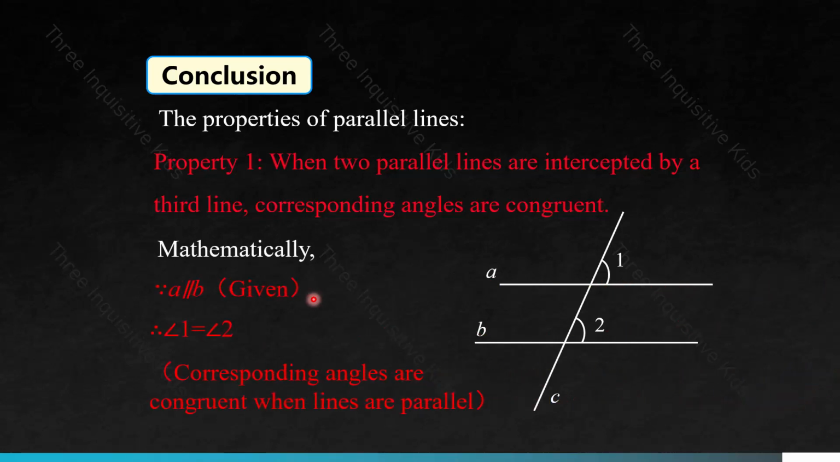Mathematically, if A is parallel to B, then angle 1 is equal to angle 2. Corresponding angles are congruent when lines are parallel. The main difference here is that we didn't say when two lines are intercepted by a third line and the corresponding angles are congruent, then these two lines are parallel. That's what we looked at in the previous two videos. But in this video, we're instead saying, if we already know that the two lines are parallel, then corresponding angles are congruent. The cause and the effect switch around.